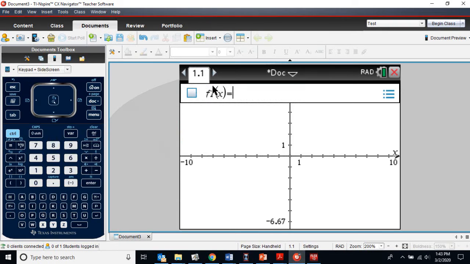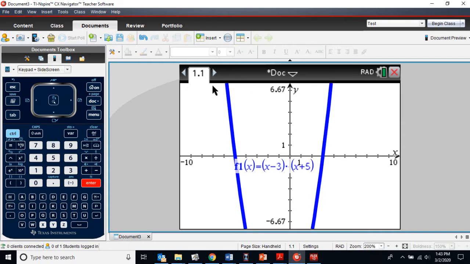Go to a graph page. You can just watch right now. I'm going to type in the equation, x minus 3 times x plus 5. And here we can see that it crosses at 3 and it crosses at negative 5. Those are my zeros.